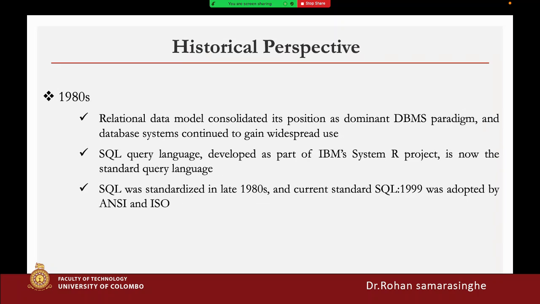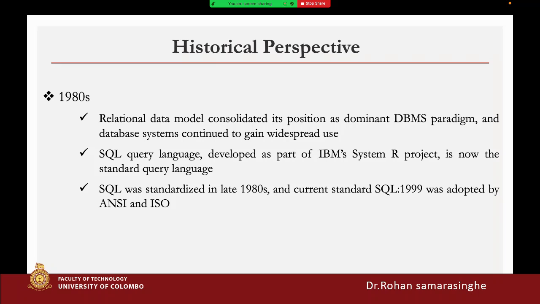1980s actually. In the 1980s, the relational model consolidated its position as the dominant database management system, and database systems continued to gain widespread use. So then you can understand how popular this relational model was.